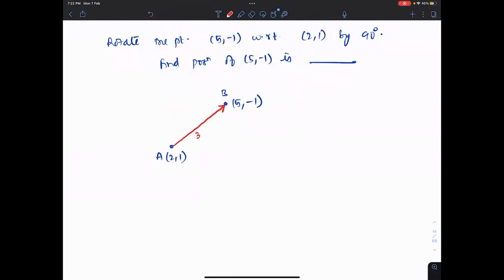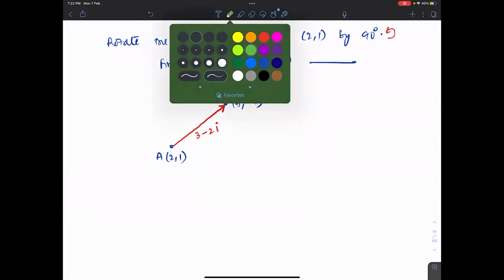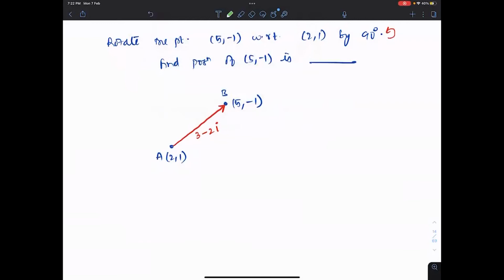That is the real part, no? And the y coordinate difference is minus 2i. Done. Now, what they are asking is that you are rotating this point 90 degrees anti-clockwise, let's take. Clockwise also, it doesn't matter. You will get it easily, any one of them. If you're rotating anti-clockwise, this will be the final vector, correct?